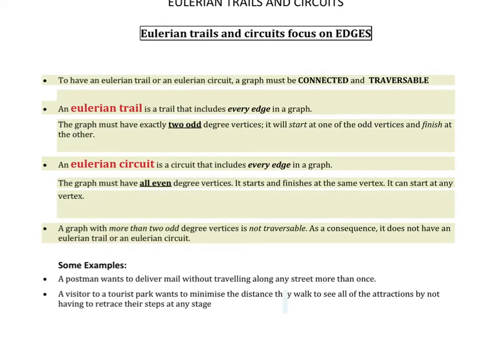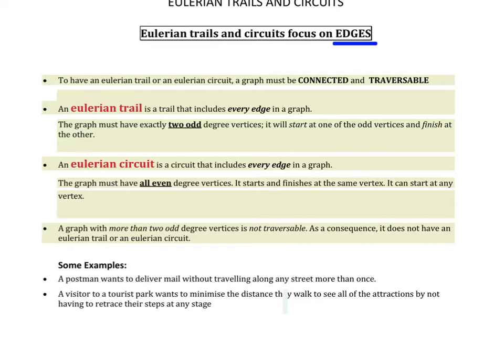Here we look at a particular type of trail and circuit. We call them Eulerian or Euler. Remember we looked at Euler's formula before, that German mathematician who did a lot of work on graphs? Well, these are Euler trails and circuits. And the way I like to think of it is E for Euler and E for edges. So Euler always deals with edges.